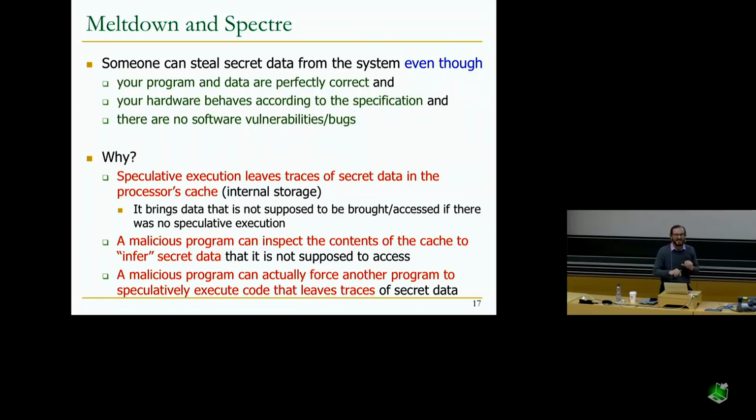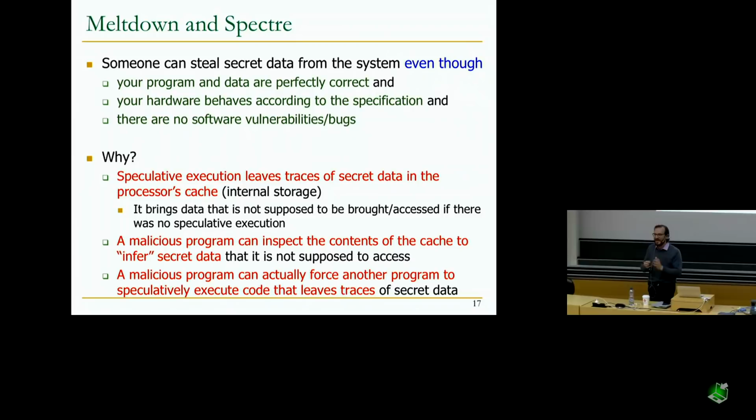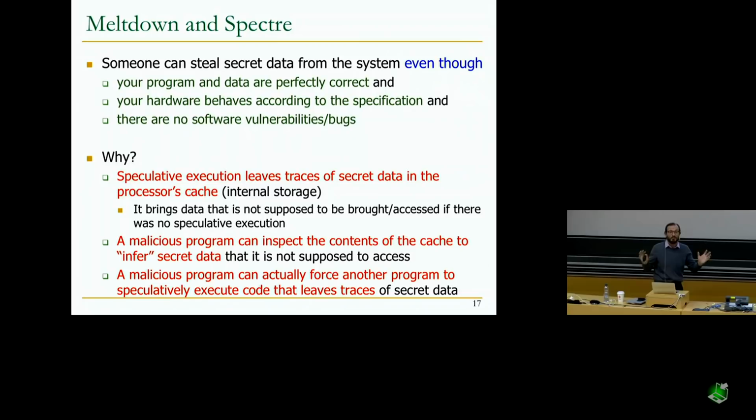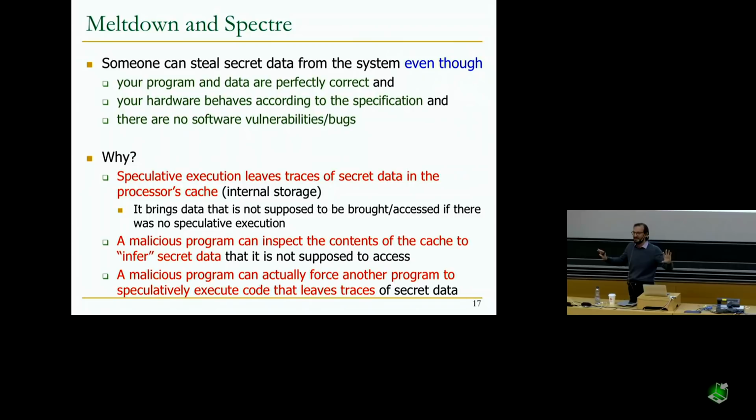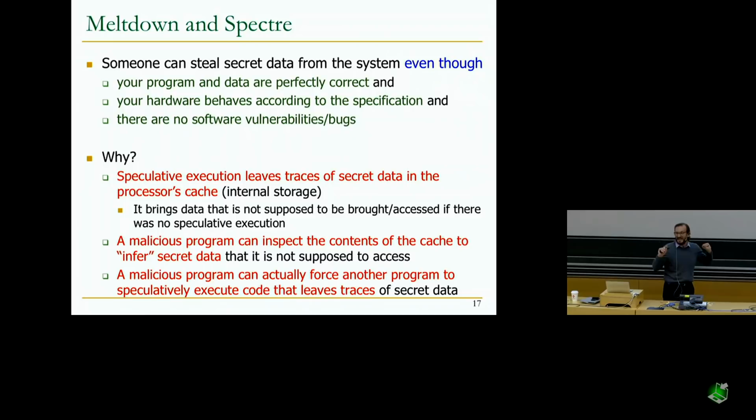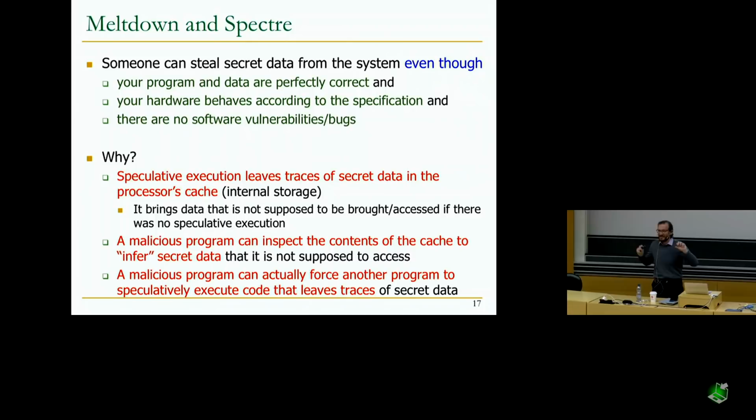That could be your password, bank account, and so on, that the malicious program is not supposed to access. It doesn't have permissions to access. Make sense? So everything is legal here. Everybody is accessing everything based on the permissions that they have. Make sense? But there is a side channel.